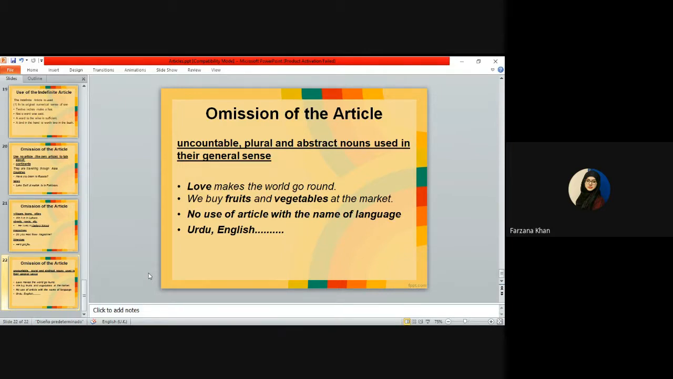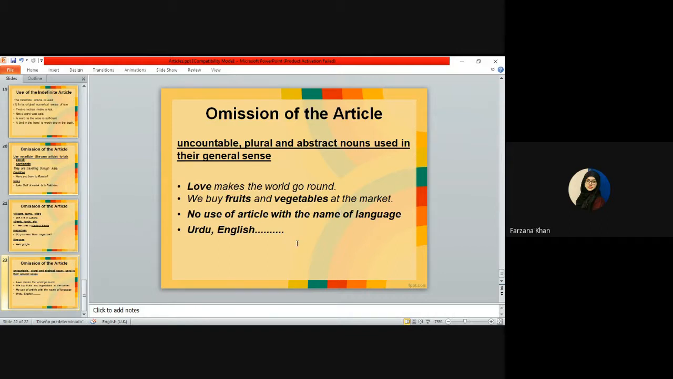uncountable plural abstract nouns always require the omission of articles. What is an abstract noun? Love. Love makes the world go round, right? So love is an abstract noun. It doesn't require a definite article or an indefinite article. Similarly, fruits and vegetables don't require the use of articles.